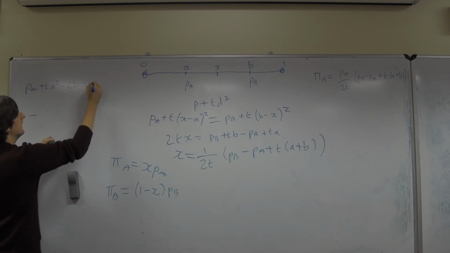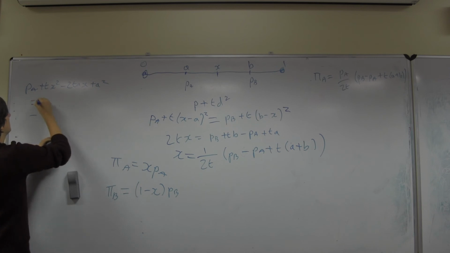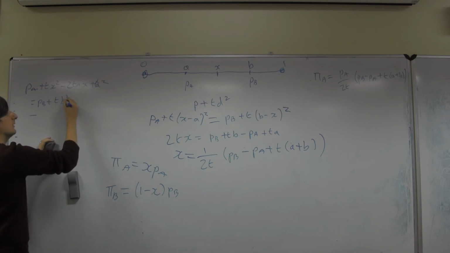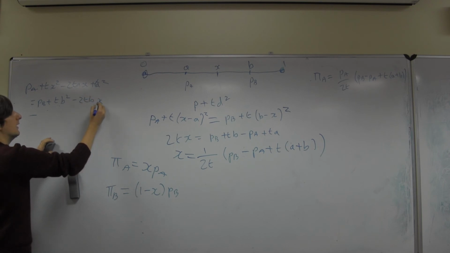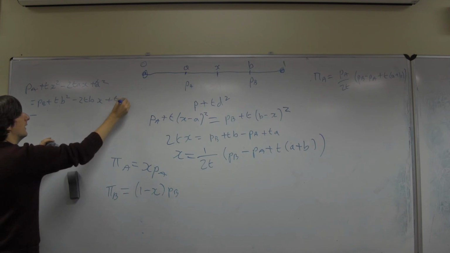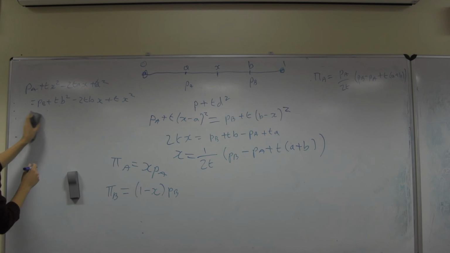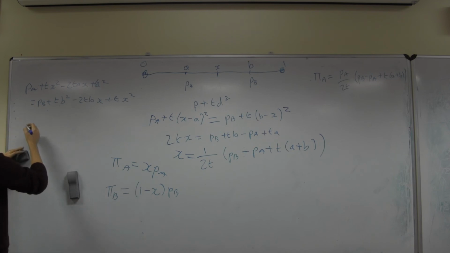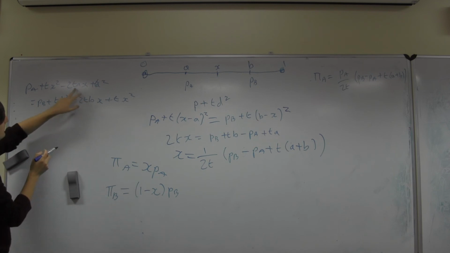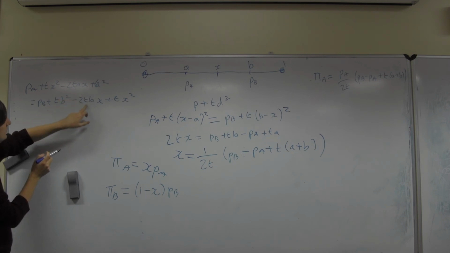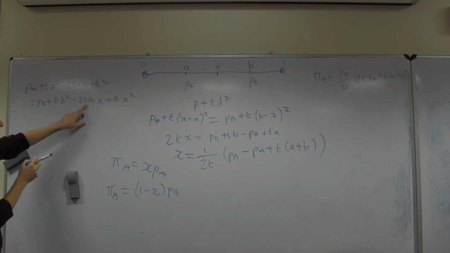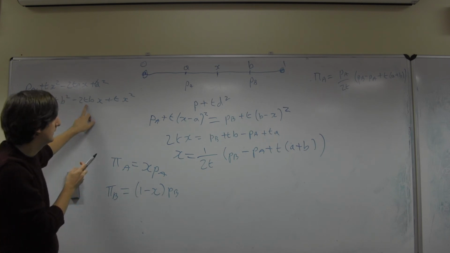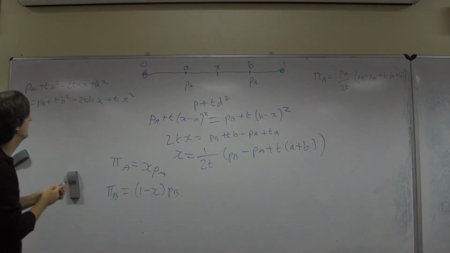2tax plus ta squared is equal to pb plus tb squared minus 2tbx plus tx squared. So the tx squared terms are going to cancel out. What you're left with is the terms in x. We've got a 2tax there and a 2tbx there, and they both have minus signs.